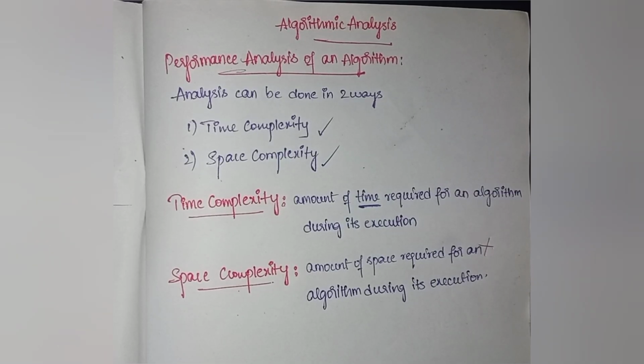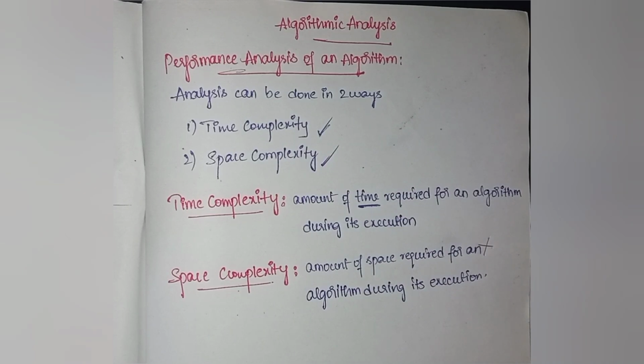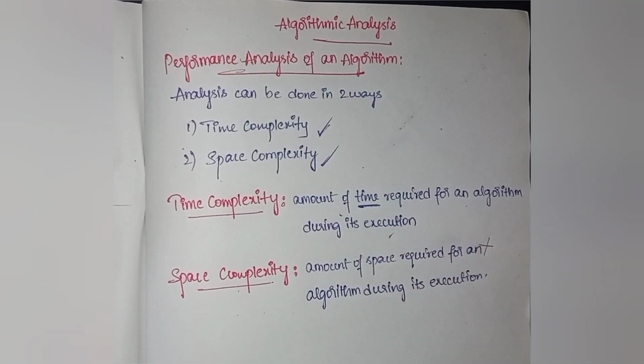So in this video we will see what is algorithmic analysis and how the performance analysis of an algorithm can be done. So analysis of an algorithm can be done in two ways. One is time complexity and the other one is space complexity. Okay, so what is time complexity? Amount of time required for an algorithm during its execution is called time complexity.